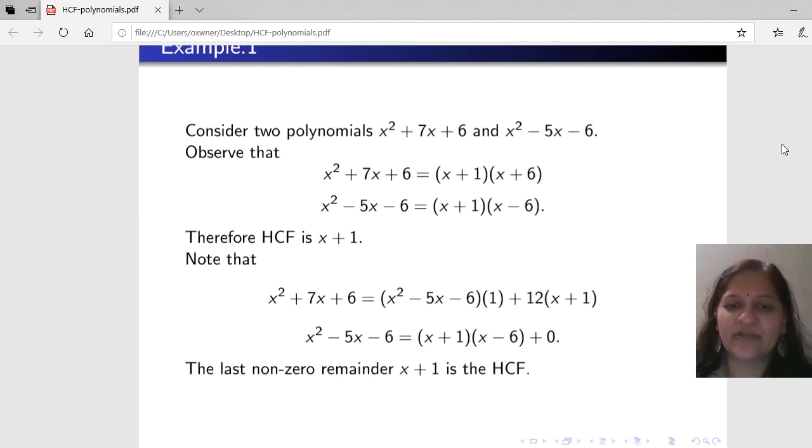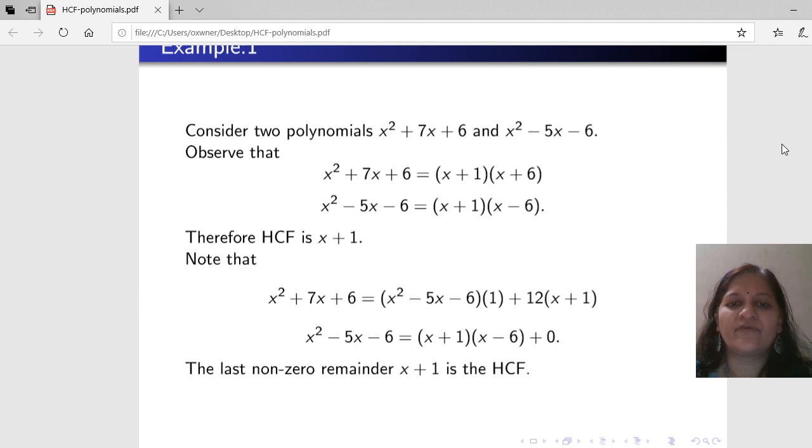Now by the Euclidean algorithm method, we can divide one polynomial by the other. So x square plus 7x plus 6 equals x square minus 5x minus 6 into 1 plus remainder 12 times x plus 1. Now divide the divisor, that is x square minus 5x minus 6, by x plus 1, which is the remainder. Then we get x square minus 5x minus 6 equals x plus 1 into x minus 6 plus 0. The last non-zero divisor, that is the linear term x plus 1, is the highest common factor.